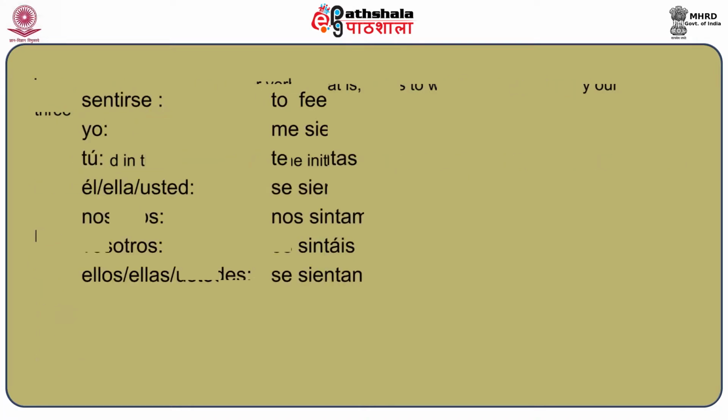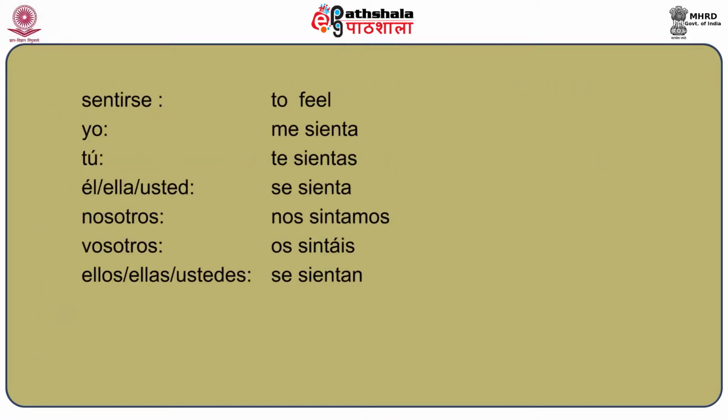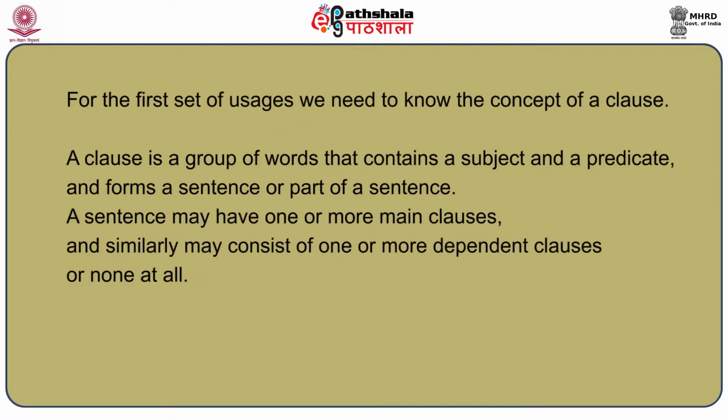The reflexive verb sentirse, which means to feel, is conjugated in the subjunctive in the following manner. Yo me sienta, tú te sientas, él, ella, usted se sienta, nosotros nos sintamos, vosotros os sintáis, ellos, ellas, ustedes se sientan. For the first set of usages, we need to know the concept of a clause.